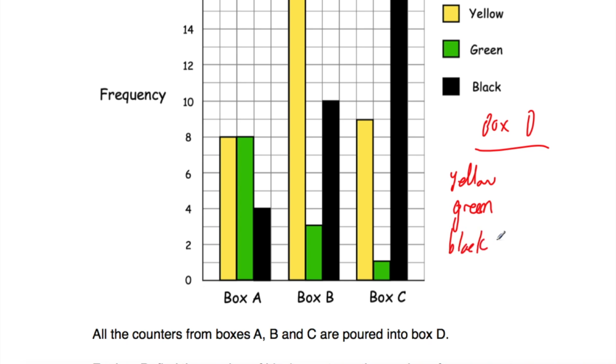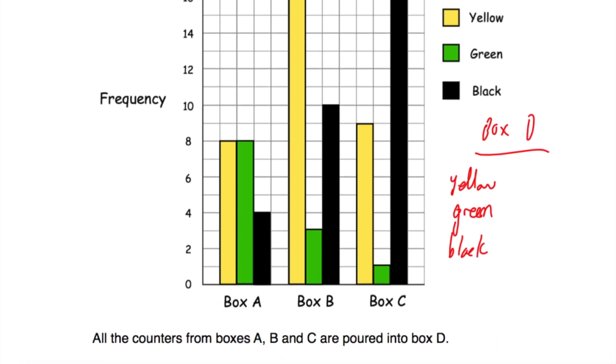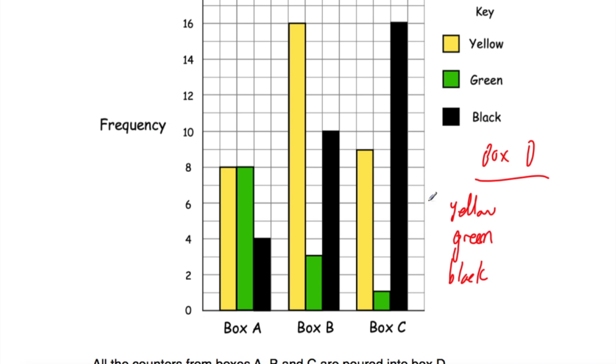Now actually in this question we don't need to find out the number of yellow counters, but let's do it anyway. In terms of the yellow counters, there's 8 in box A, there's 16 in box B, and there's 9 in box C. 8 plus 16 is 24, plus 9 is 33. So there'd be 33 yellow counters. In terms of the green, there's 8 in box A, 3 in box B, and 1 in box C. 8 plus 3 is 11, plus 1 is 12, so there's 12 green counters.